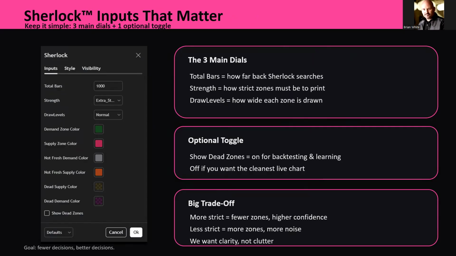So here's the core idea. If you make things stricter, you're going to see fewer zones, but they tend to be more meaningful. If you loosen things up, you'll see more zones, but you'll also invite some noise into the equation. So remember, our whole goal in 2026 is clarity, structure, execution. So we're aiming for clean and intentional.